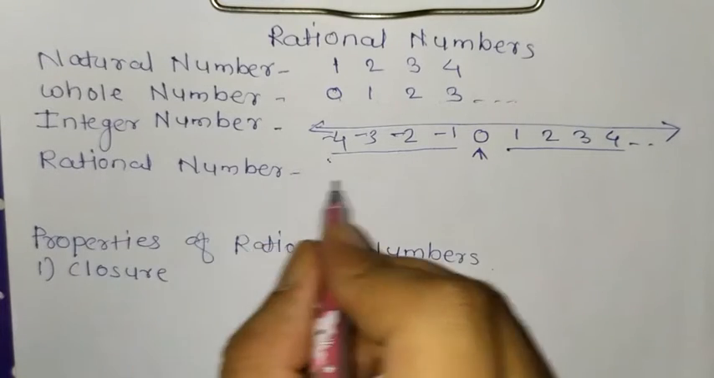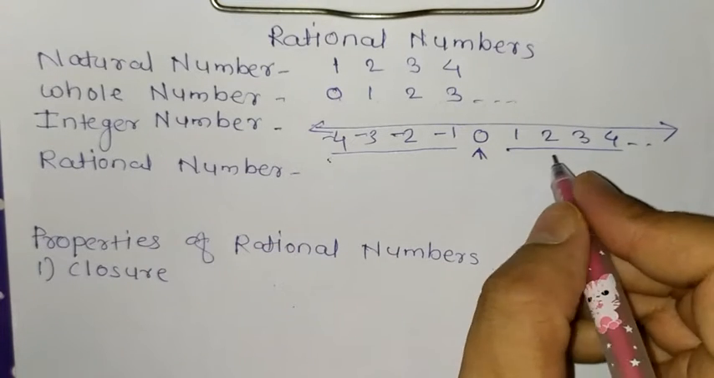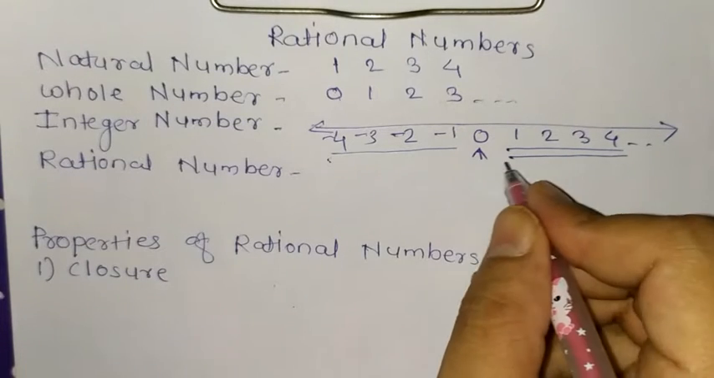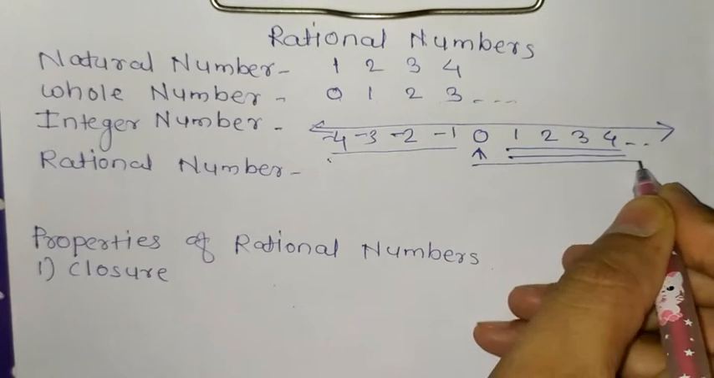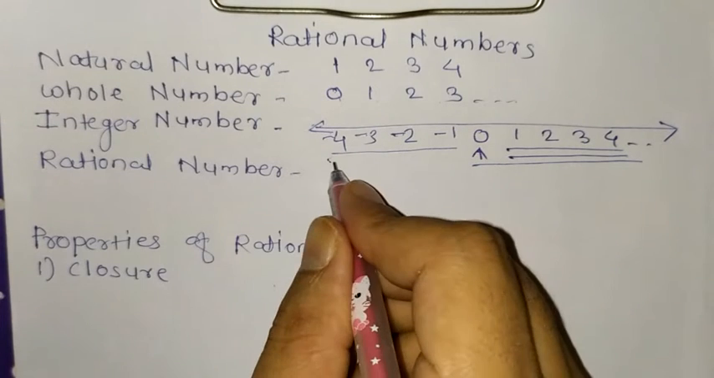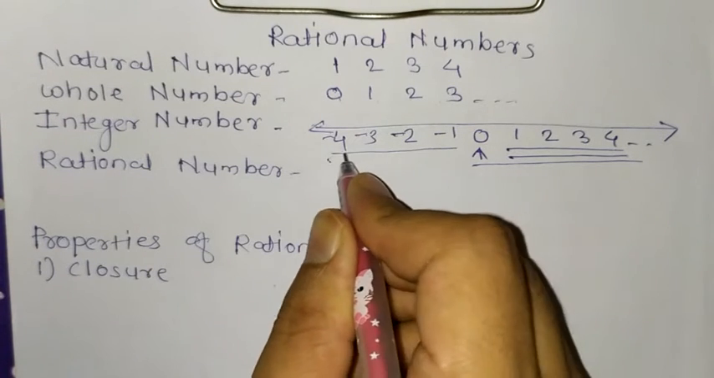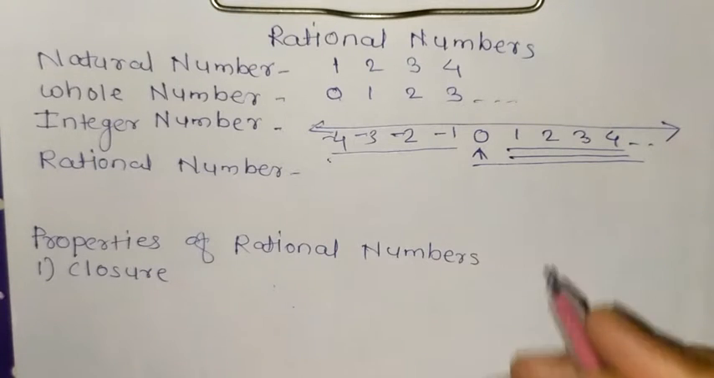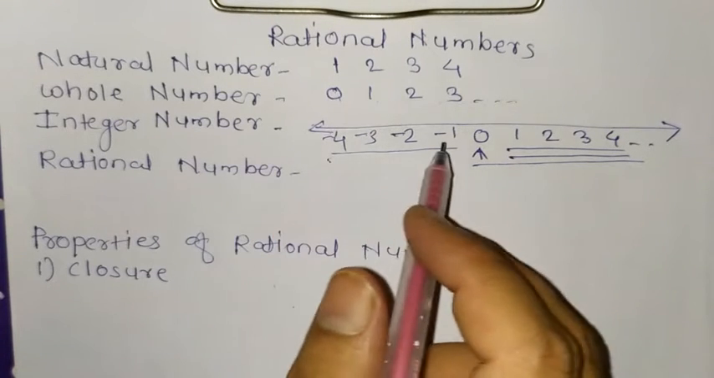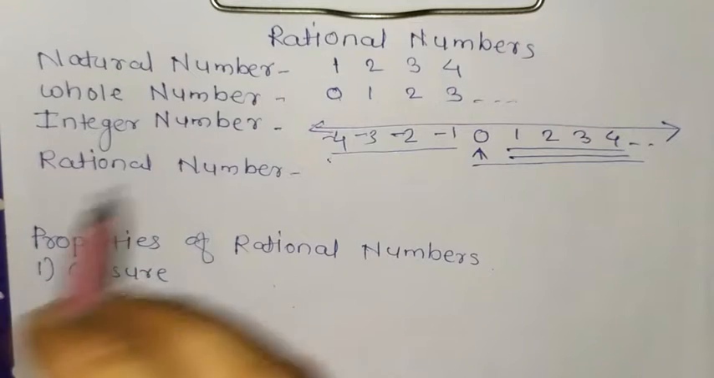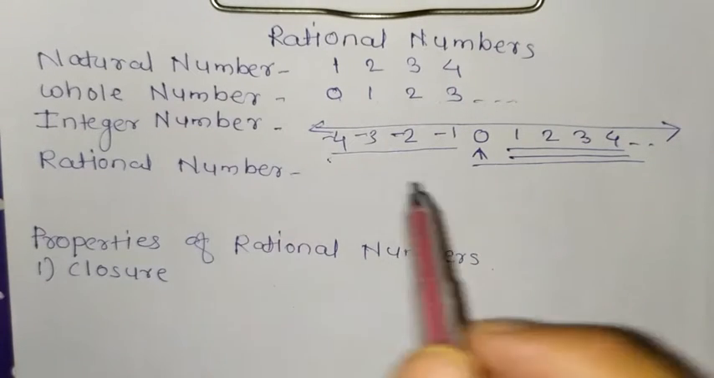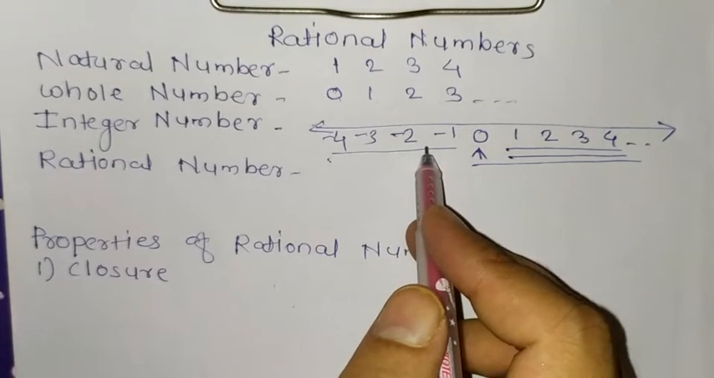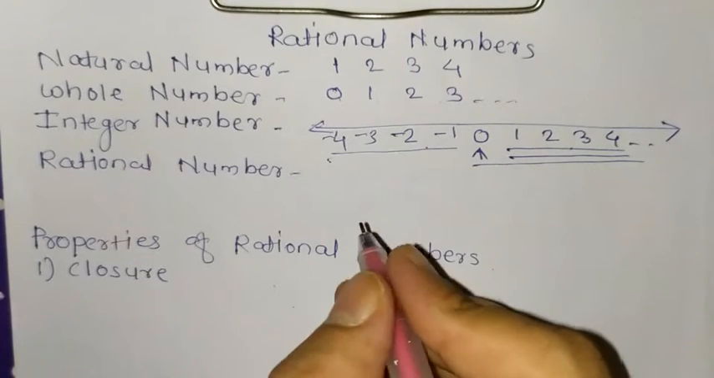If you see here, we have 1, 2, 3, 4. These are natural numbers. If you count from 0, this is what? Whole numbers. And we have additional numbers. These are the negative integers and here are the positive integers. So this is all about the integer numbers. In integers we have positive and negative numbers, more variation than natural and whole numbers. So integers consist of negative numbers, natural numbers and whole numbers.